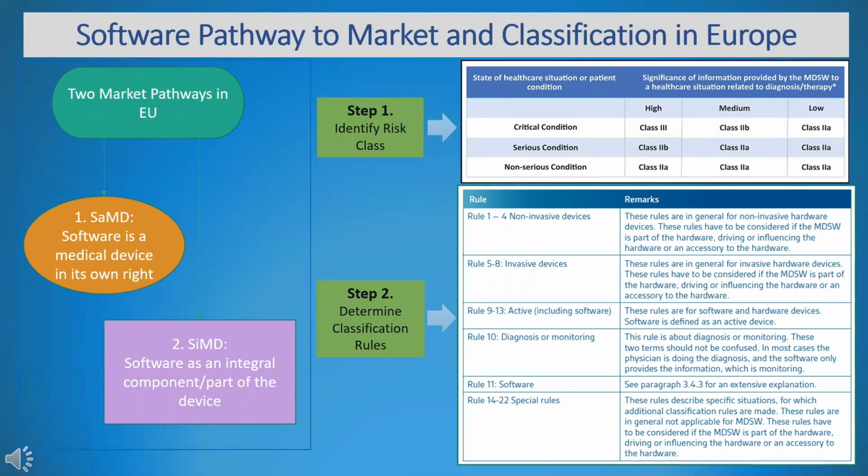The first step you will take with your software is to identify the risk class. You can see here that there's a structure and some situational guidance in this table that puts the software in a high, medium, or low risk class. The next thing you would like to do is to consult the classification rules. You need to figure out which rules apply to your software, not to the device that the software is part of or acts on, but to the software itself.